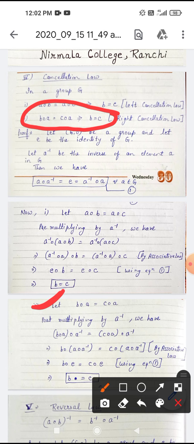Now in this case, if we post-multiply the above equation by A inverse, we have B operation A inverse is equal to C operation A inverse. Again, by associative law, this can be written as B operation in bracket A operation A inverse is equal to C operation in bracket A operation A inverse. Now again, A operation A inverse is identity. So we will get B operation E is equal to C operation E using equation 1. And by identity element, B operation E is equal to B and C operation E is equal to C. So in this case also we will get B is equal to C.